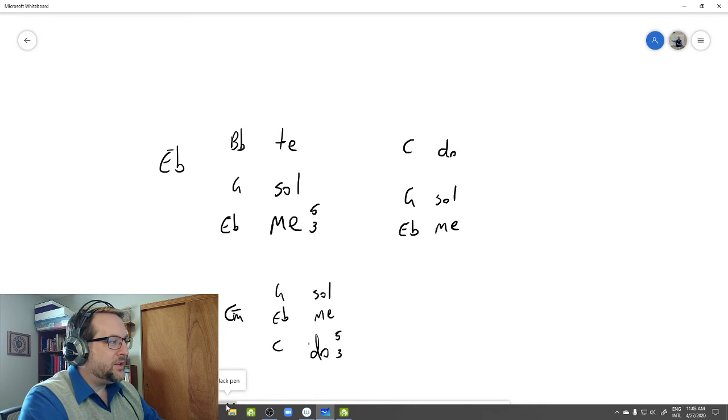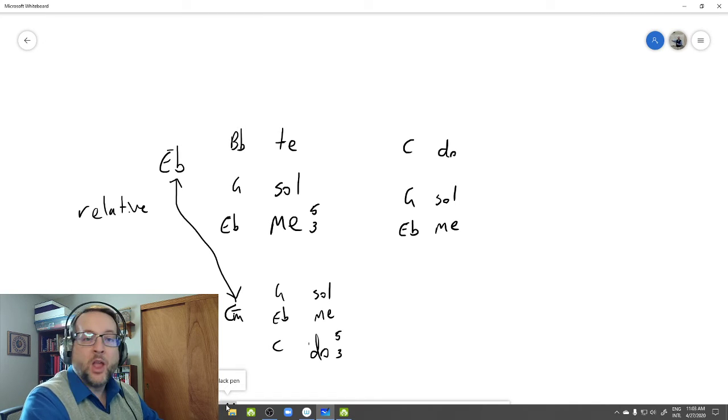So if you recognize that this is an E flat major and this is a C minor, then you recognize they have the same key signature. This is what we refer to as the relative relationship. And so this is an important thing to keep in mind, and it's why this chord is actually a little bit more common in minor than it is to use the mediant in major.